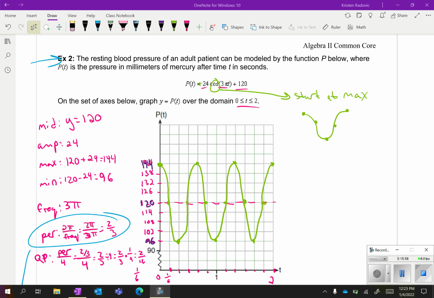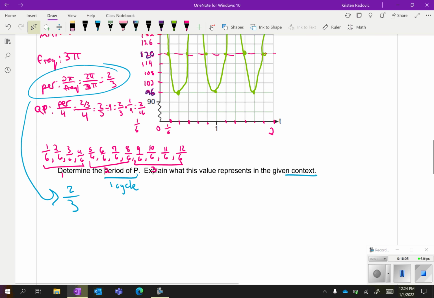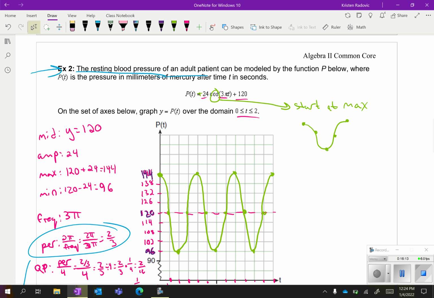We're talking about the resting blood pressure of an adult patient. So one cycle of, I already forgot what it was. The resting blood pressure of an adult patient takes 2/3 of a second.